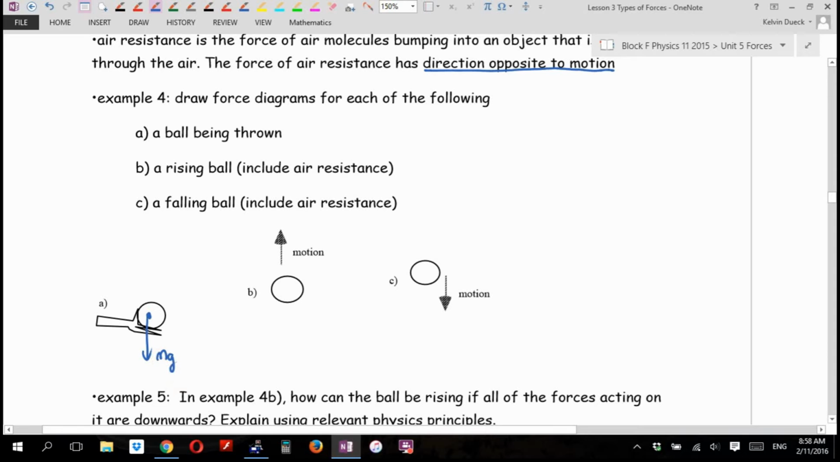Gravity. Right now, which way is the ball accelerating? So there must be a bigger force pointing which way? Up.